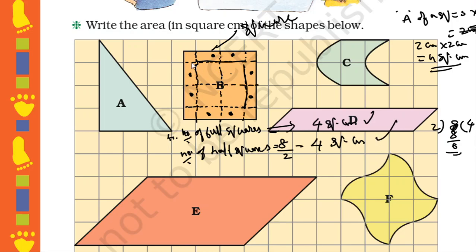So like that, if you observe this one, what is this? Is it half of the square? How many such parts are there? 1, 2, 3, 4. So this is less than half. Suppose all of you observe carefully.